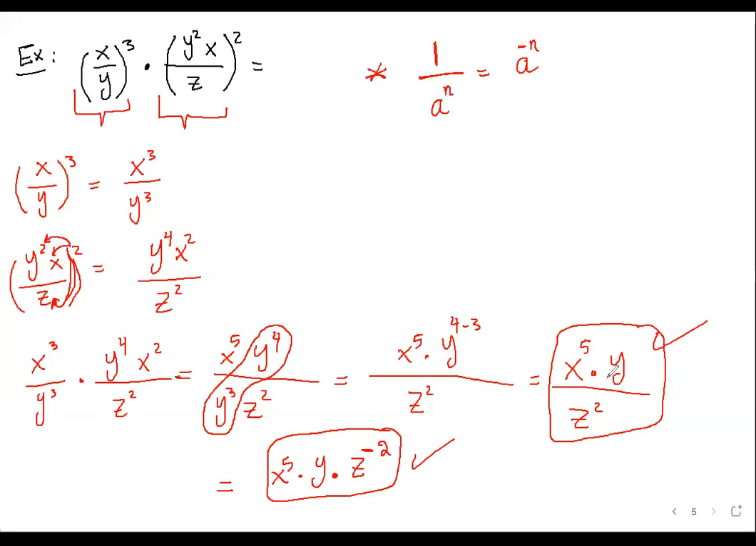Here, for this one, this is actually x to the 5 times y times 1 over z squared. So the z squared here is 1 over z squared. We're using the same rules like here. So this is equal to x to the 5 times y times z to the power minus 2. Okay?